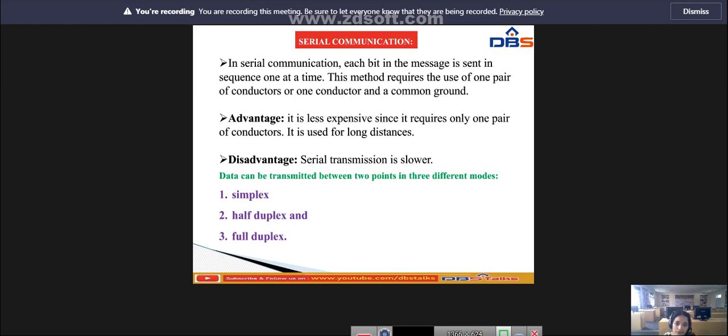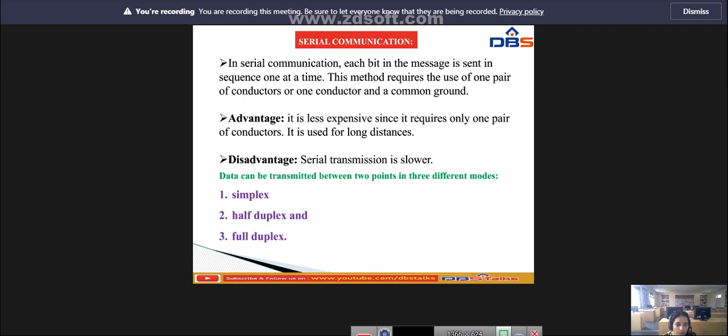sequence, one at a time. So this method requires the use of one pair of conductors or one conductor and a common ground. So what does this mean? Whatever communication occurs between the devices occurs in a serial fashion. Every bit in the message is sent in sequence, one at a time.